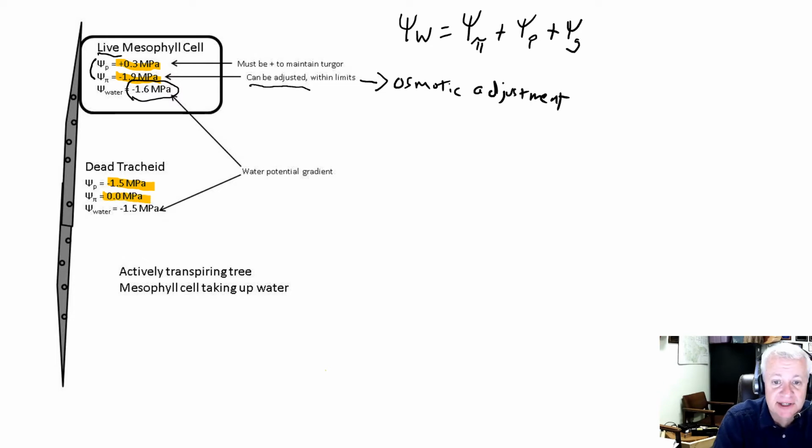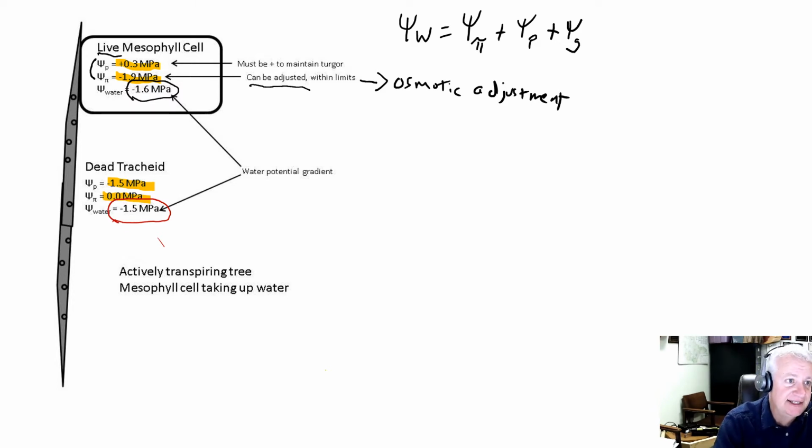Now, there are some solutes dissolved in xylem sap. Remember, nutrients are transported in the xylem sap, but they're generally pretty dilute, and often so dilute that they have no appreciable effect on osmotic potential. So in this case, the osmotic potential of the xylem is 0. So the total water potential of that tracheid is the sum of those two, which is negative 1.5 megapascals.